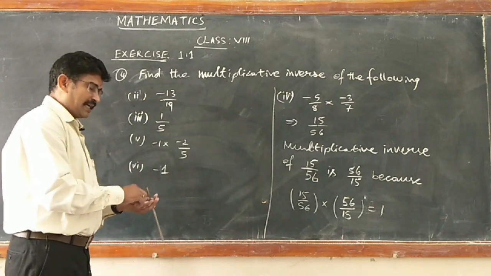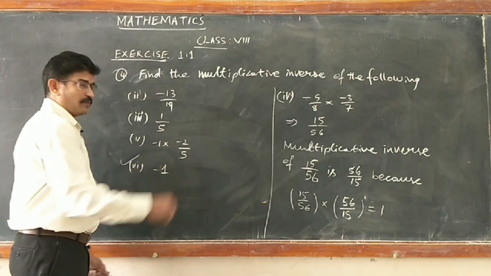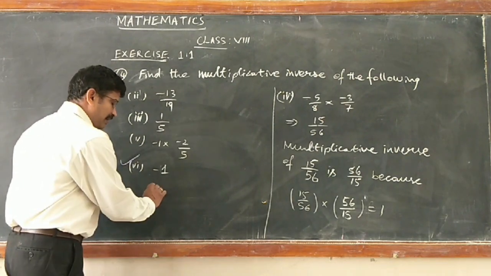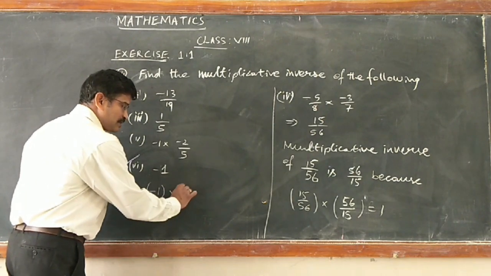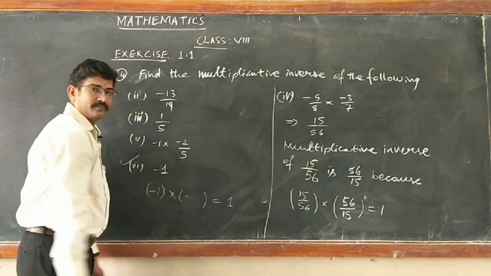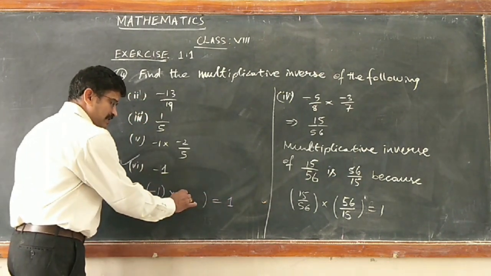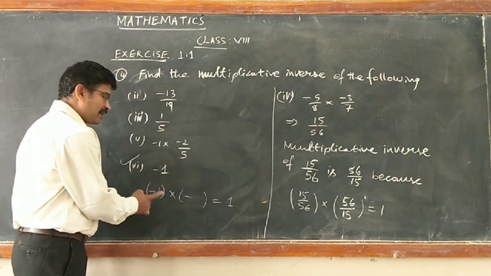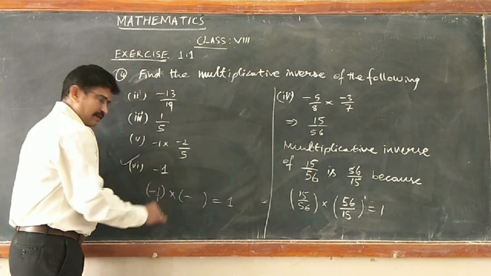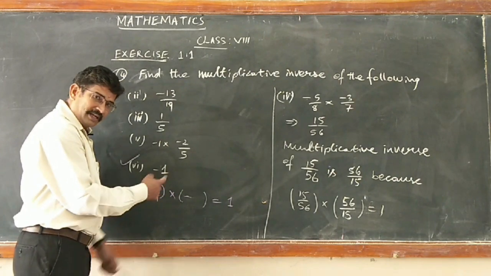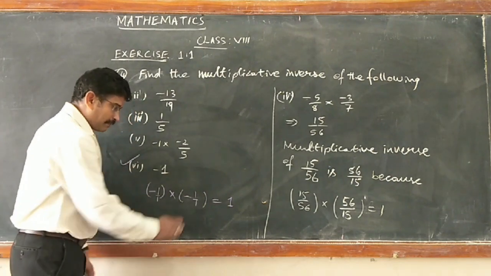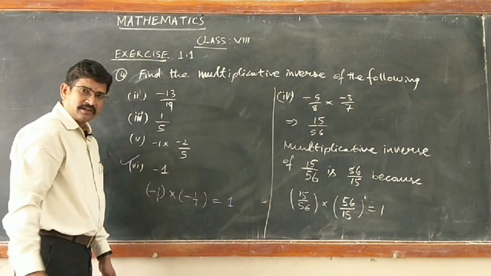Now the question comes here, the 6th one. What is the multiplicative inverse of minus 1? Children, when I multiply minus 1 by whom does it give me 1? You know, a negative is negative, and what is the reciprocal? Means 1 can be written as 1 by 1. If I take the reciprocal, it again comes 1 by 1. That means it gives me the same minus 1.